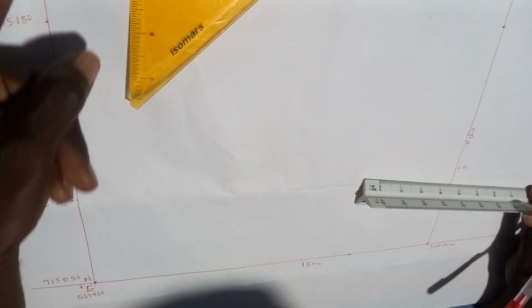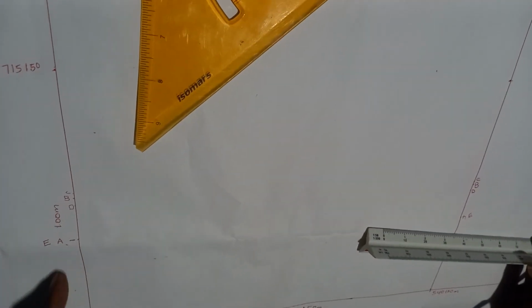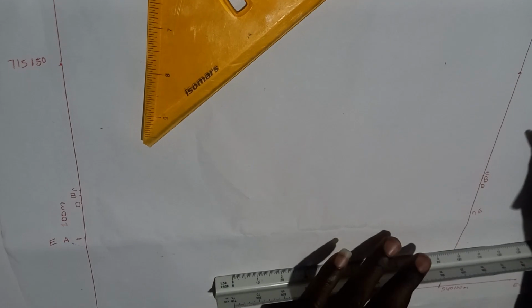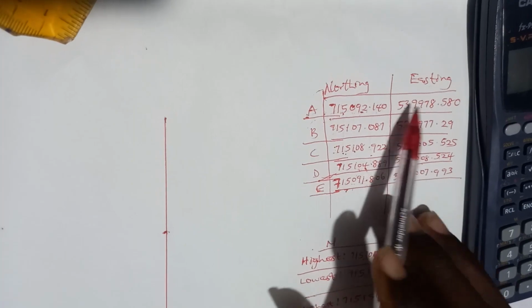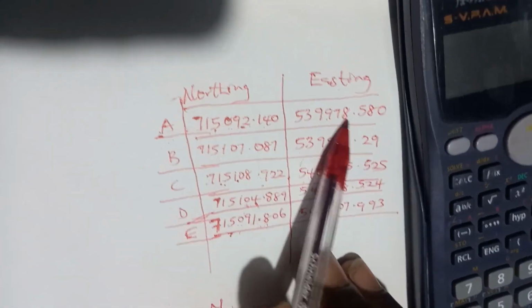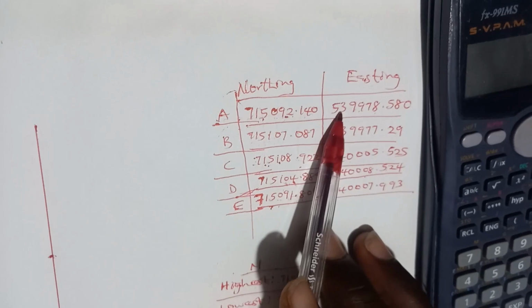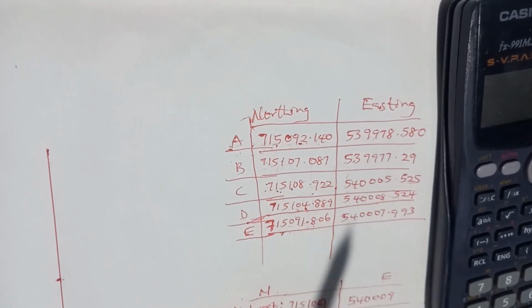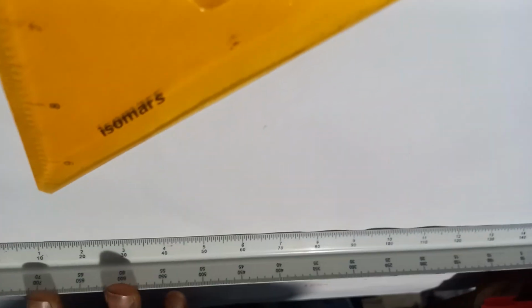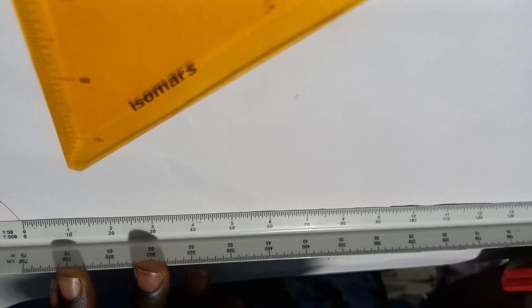Alright, after doing this, the next thing for us to do is to observe our Easting values, since we are done doing the observation on our Northing values. So what we do, coming to these coordinates now, starting with our point A. For Easting now, we have 539,978.580. So we need to approximate this. It's going to give us 539,979. So bringing it to our starting point, which is A.